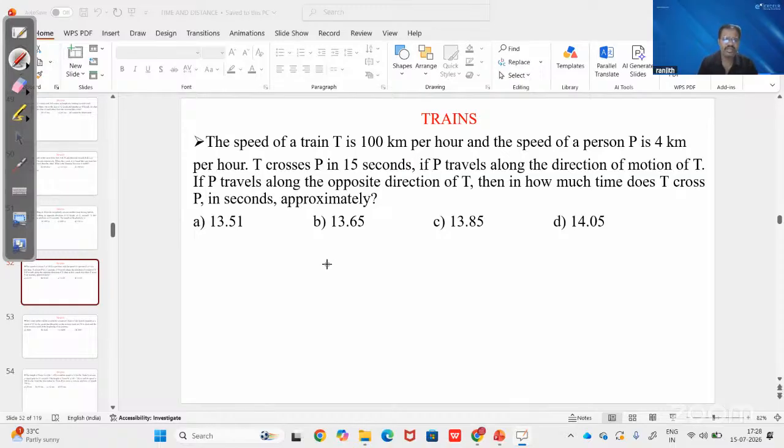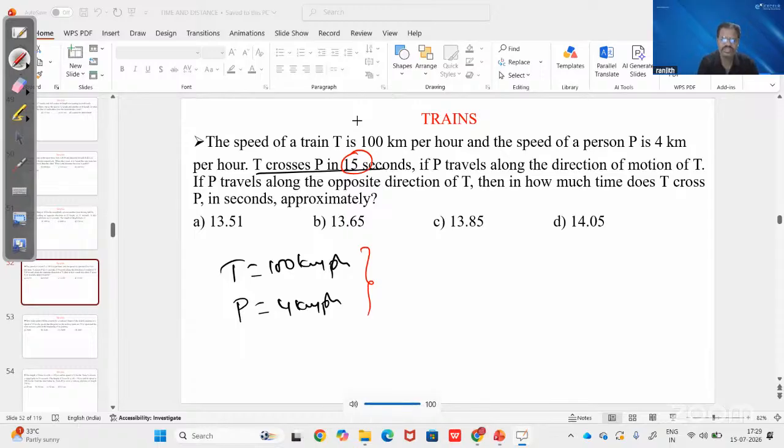The speed of train T is 100 kilometers per hour. The speed of person P will be 4 kilometers per hour. And T crosses P in 15 seconds. So if P travels along the direction of motion of T, that is, they are traveling in the same direction, they can cross in 15 seconds.